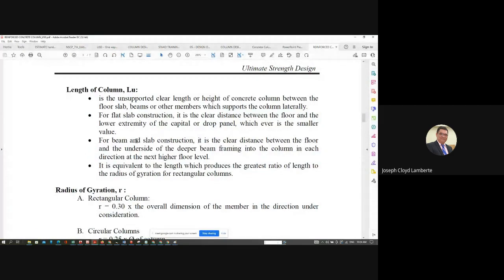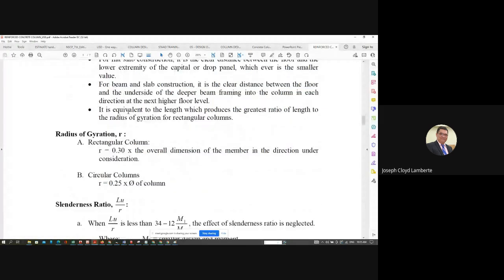For beam and slab construction, it is the clear distance between the floor and the underside of the deeper beam framing into the column in each direction at the next higher floor level. It is equivalent to the length which produces the greatest ratio of length to the radius of gyration for rectangular columns. Makaproduce og greatest ratio of the length of the column to the radius of gyration.